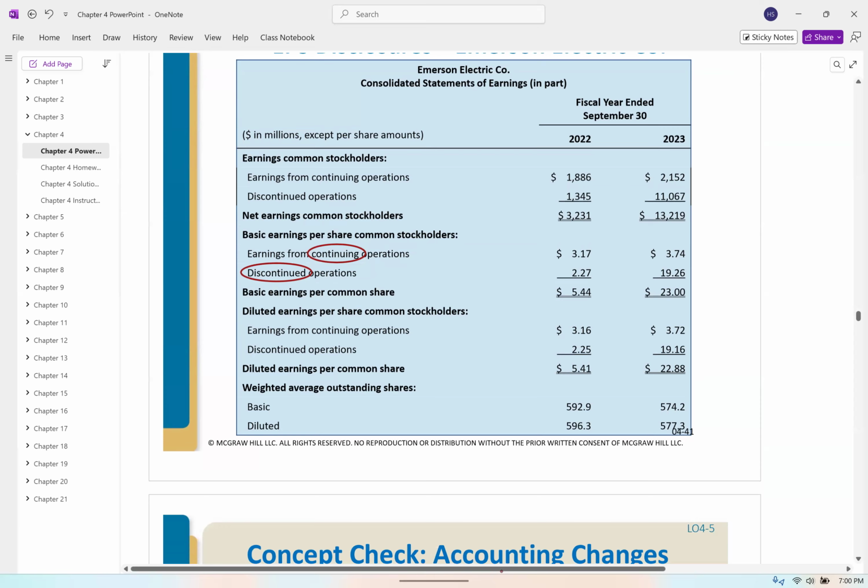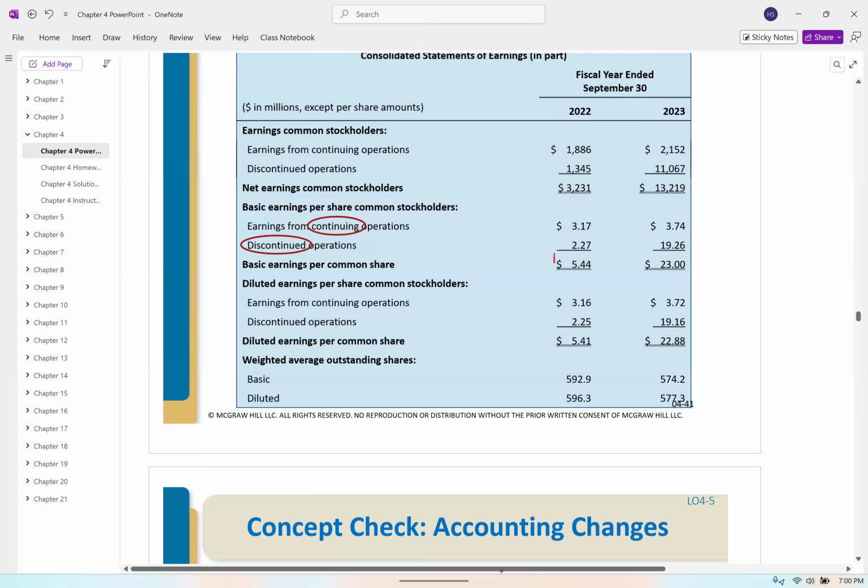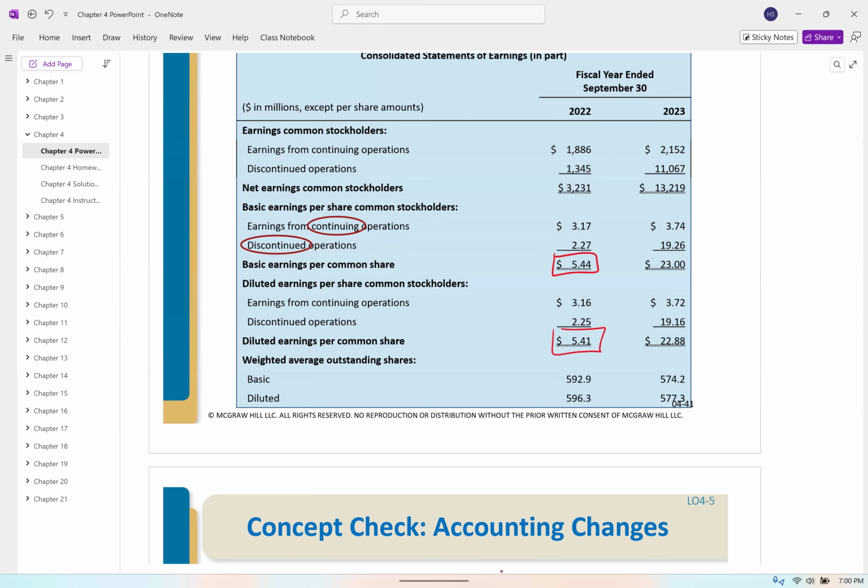All right. So you can see it's not a lot, but it is dilutive nonetheless, because you can see right here is basic. Here is diluted. It's only 3 cents. It doesn't seem like a lot, but if you think about 3 cents on a million shares, that's a lot of money. Then for 2023, it was $23, and then it goes down to 22.88.